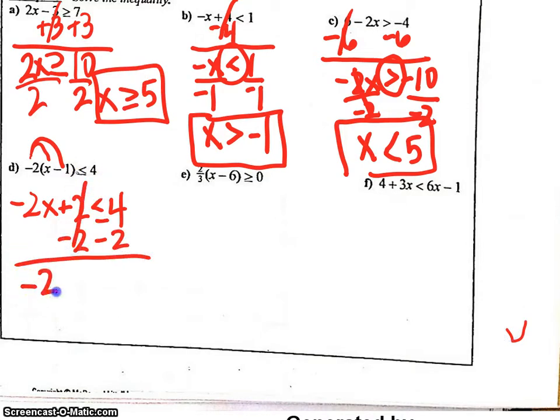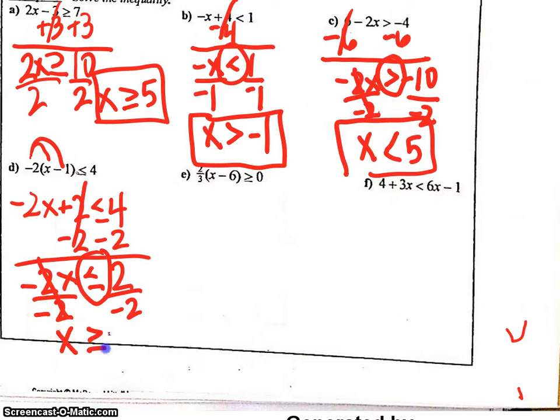So the first thing I want to move is the 2, so I'm going to subtract it from both sides. So now I have -2x is less than or equal to 4 minus 2 is 2. I have to divide by a -2. And remember, when you divide by that negative, that's our special rule. So I'm going to have to flip my sign. So now I have x is greater than or equal to, and 2 divided by -2 gives me a -1. So that is our answer.